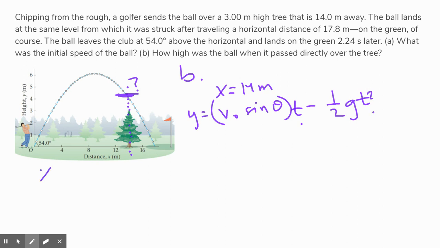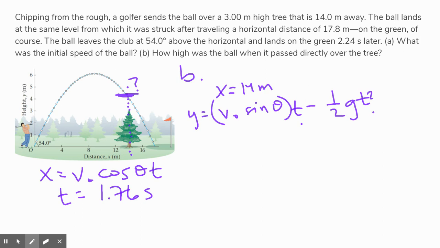So if we want to solve for t, we can just use x equals v naught cosine theta times t. We know that x is 14 right above the tree. And we know v naught because we just calculated it. We know what theta is, and we can find that t is equal to 1.76 seconds.